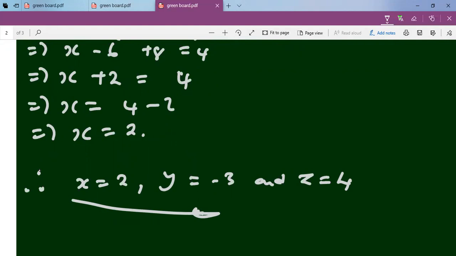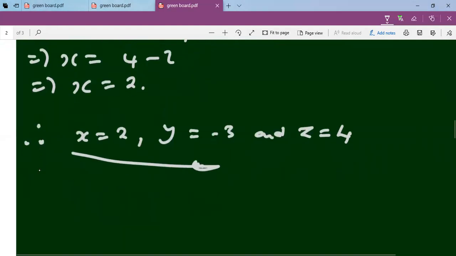So in case you have been wondering as to how you can solve linear equations containing 3 variables, this video has just done that.